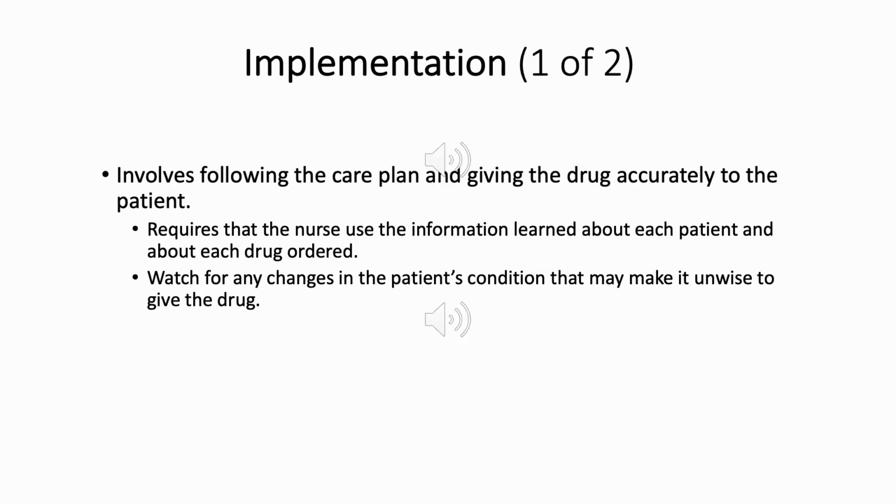Implementation involves following the care plan and giving the drug accurately to the patient. It requires that the nurse use the information learned about the patient and about the drug ordered. Watch for any changes in the patient's condition that may make it unwise to give the drug.